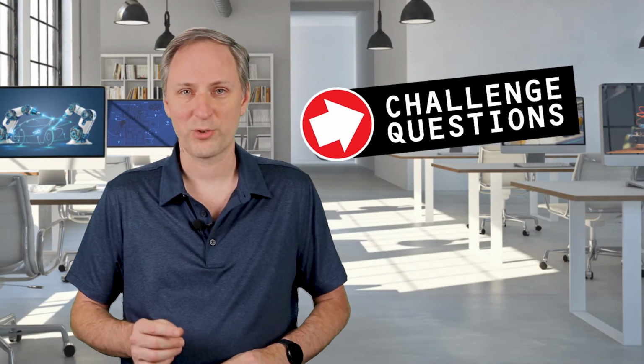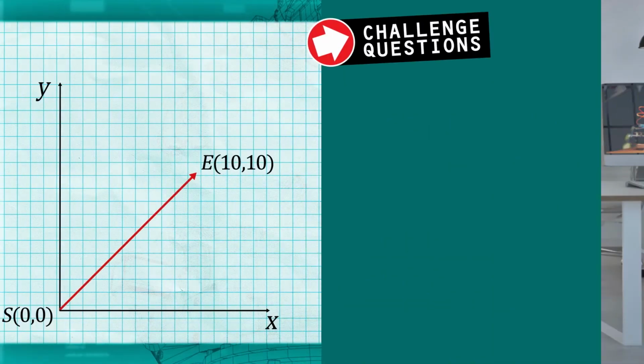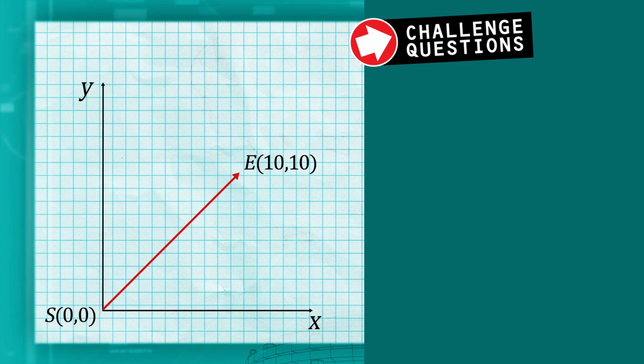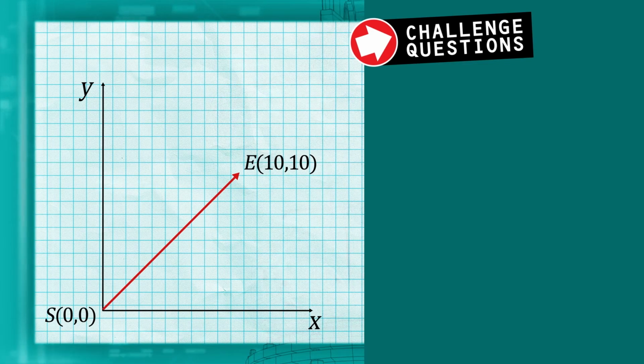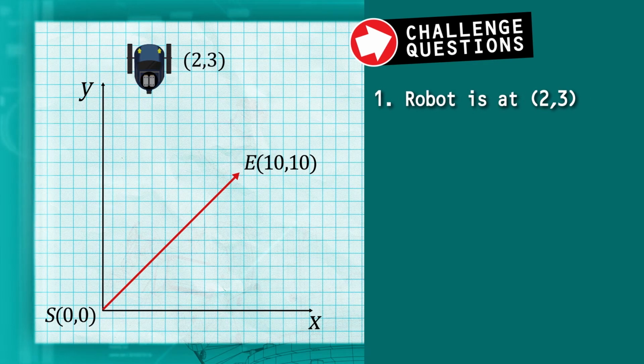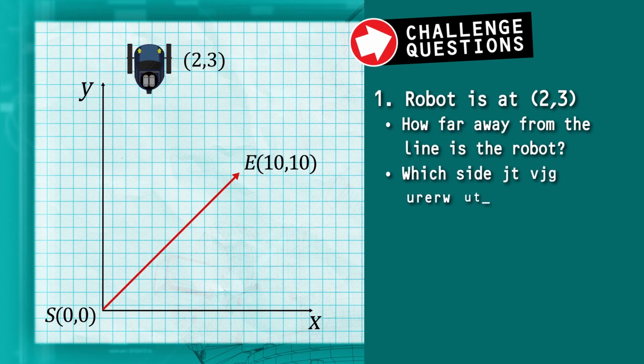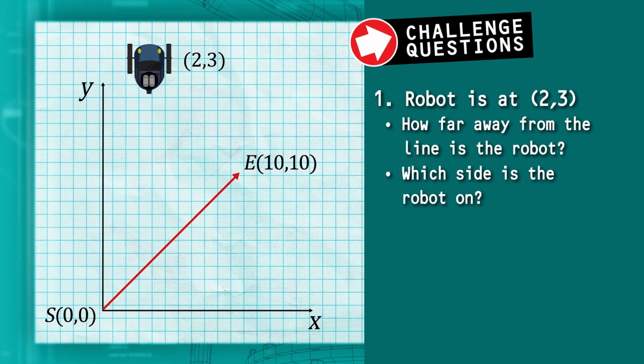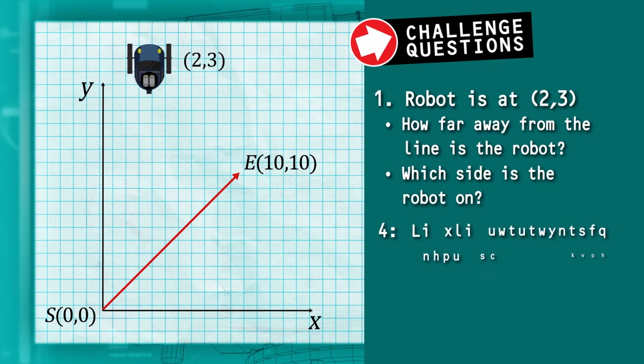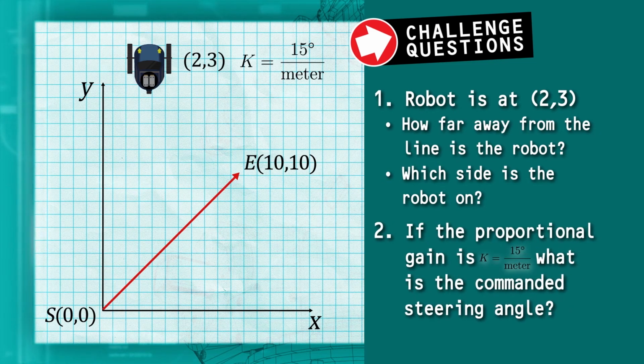Now, for this week's challenge questions. Our robot wants to follow a diagonal line going through the origin and a point at 10, 10. Question 1. If the robot is at 2, 3, how far away from the line is the robot, and on which side? Question 2. If the proportional gain is 15 degrees per meter, what is the commanded steering angle from the controller?